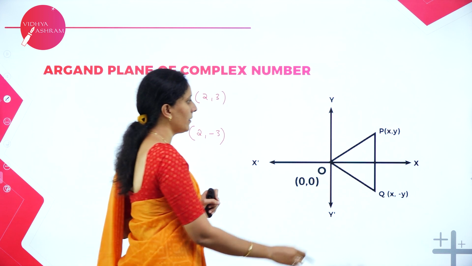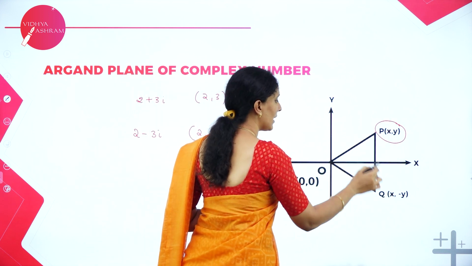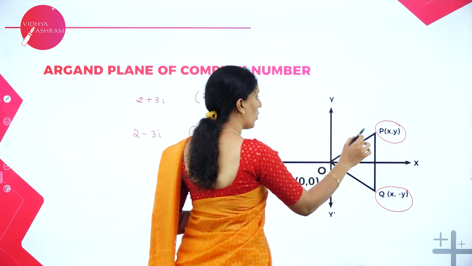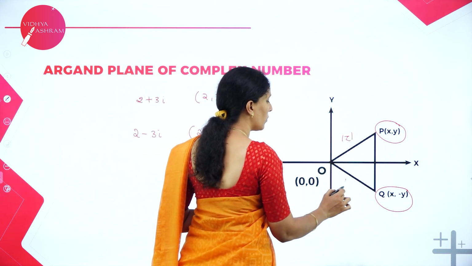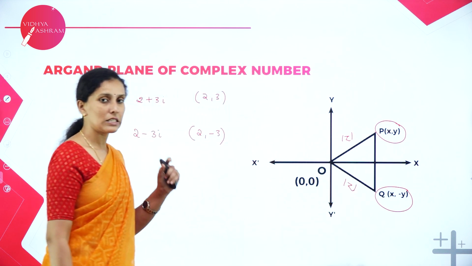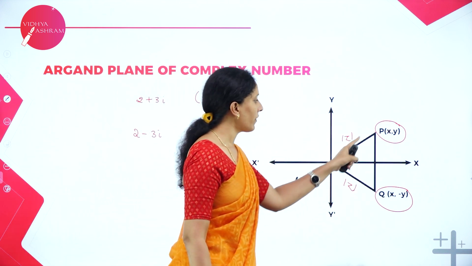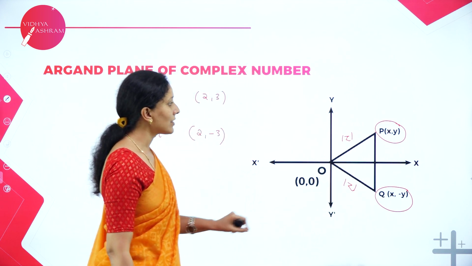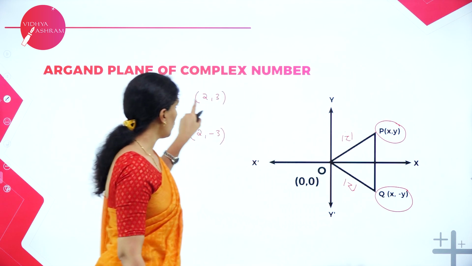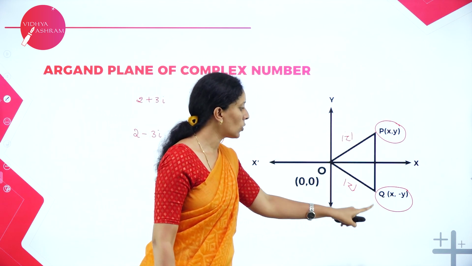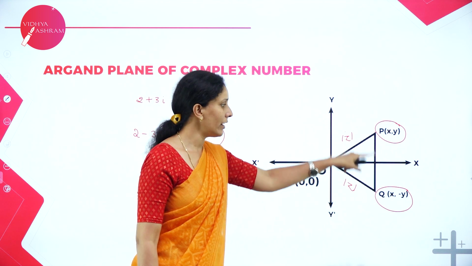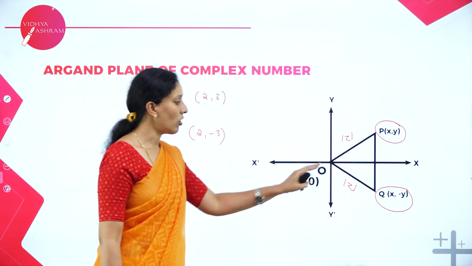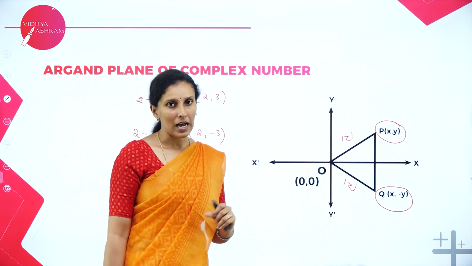So, we clearly see P(x, y) is exactly the mirror image of Q(x, minus y), and the distance from O to P is also mod z, O to Q is also mod z. That is, since distance is always positive, the square root of x square plus y square is here the same square root of x square plus y square, whereas the point changes. 2, 3 lies in the first quadrant, whereas 2, -3 lies in the fourth quadrant. It is exactly mirror image to each other. Hence, we can also represent the conjugate of a complex number in the argand plane.